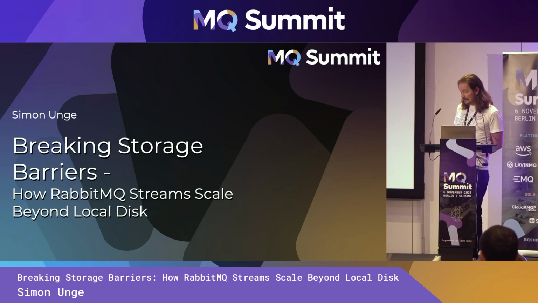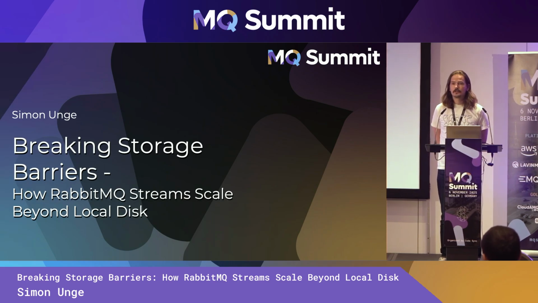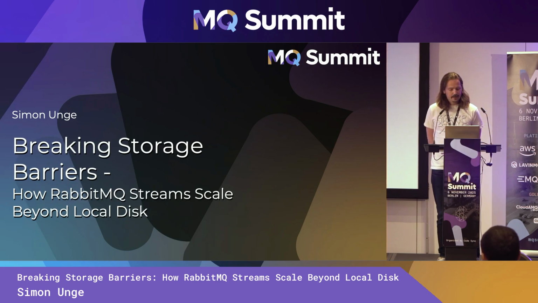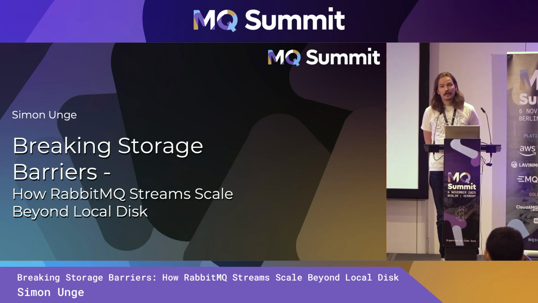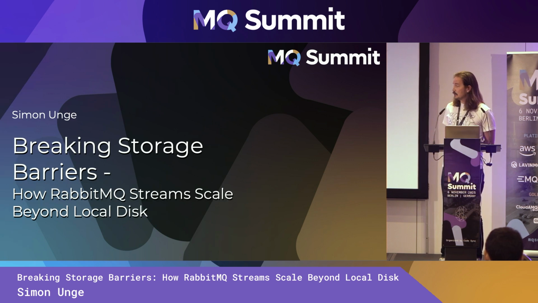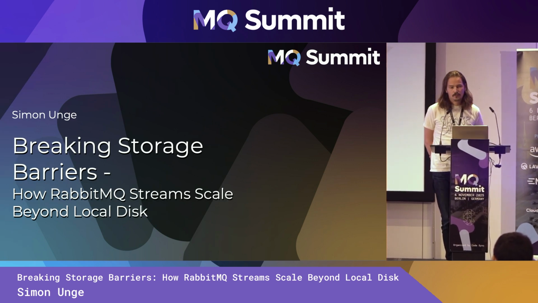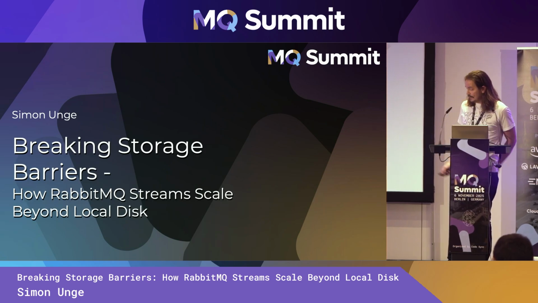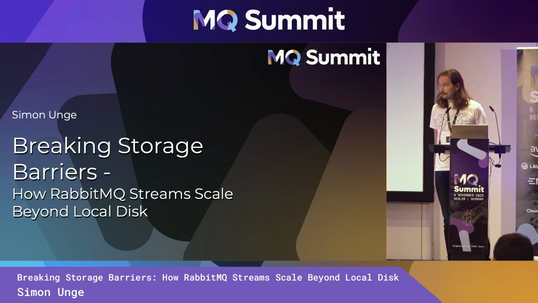So yeah, I'm Simon Unge. I am Swedish. My colleague thought it was important to tell you that. I don't know why. But I live in San Francisco. I do work for Amazon MQ. More specifically, I work with RabbitMQ for the Amazon MQ team. So that's the hat I'm going to wear today, not my Amazon hat, but the RabbitMQ hat.